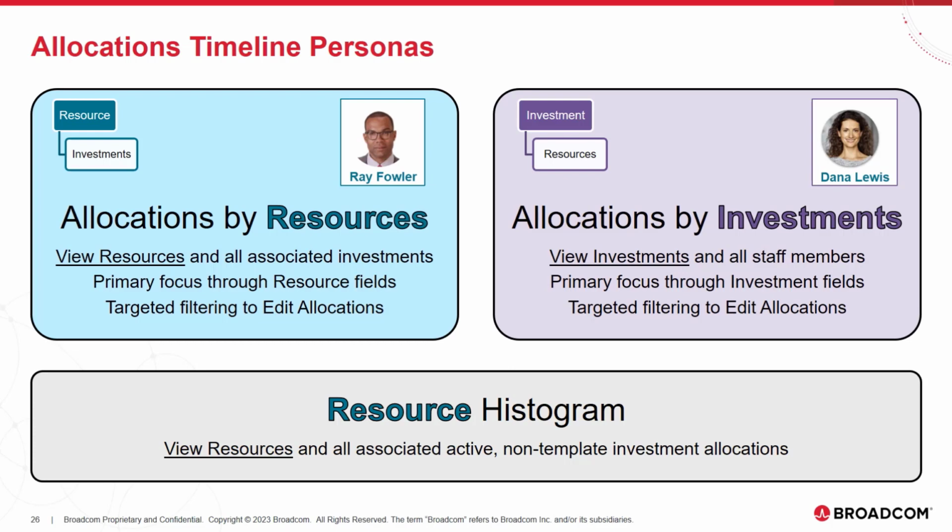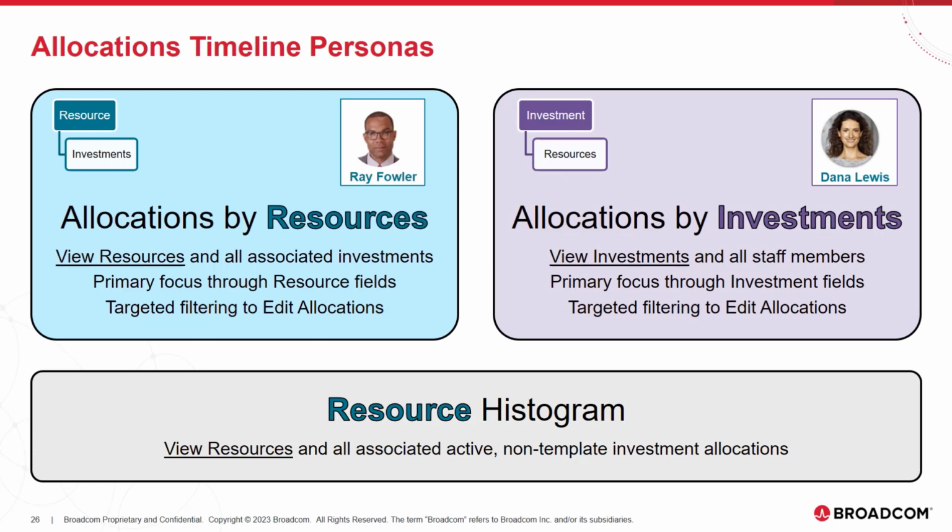The R2I layout provides the capability for Ray to primarily focus on his people and to use filtering to target a set of resources. When the grouping row of a resource is expanded, the list of all associated investment allocations are shown for that resource, regardless of Ray's access to the associated investments. The list of investments can be further reduced by using filters on the investment or staffing allocation fields.